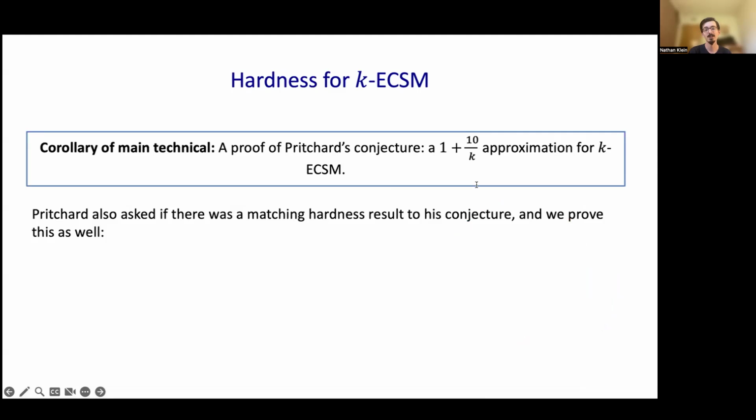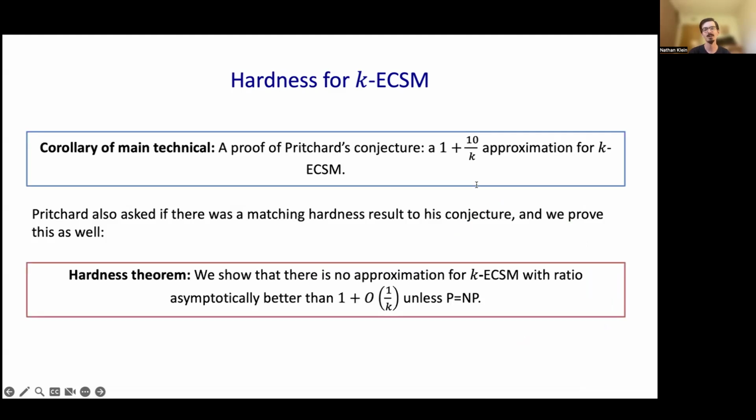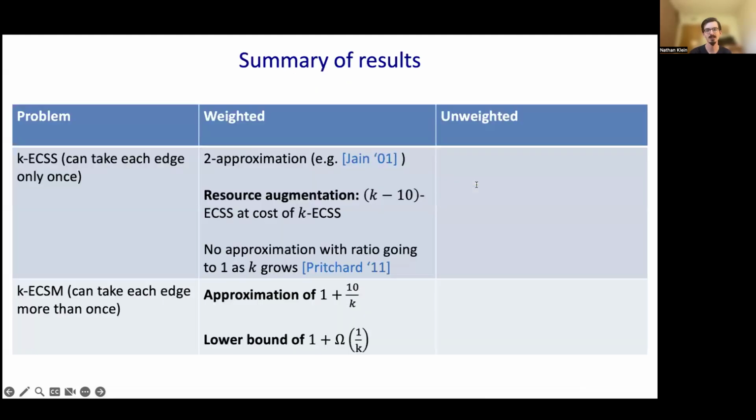Pritchard also asked if this conjecture was tight. So in other words, if there was a matching hardness result. And we also proved this. So we demonstrate that there's no approximation algorithm for k-ECSM with ratio asymptotically better than 1 plus order 1 over k. So let's summarize where we're at.